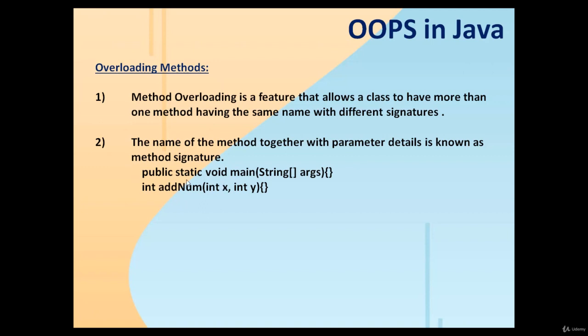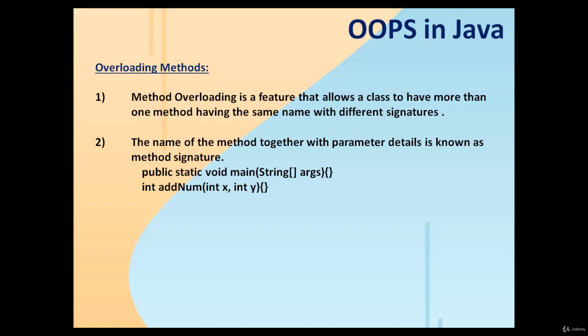For example, every standalone Java program has a public static void main method with a String array, one argument. So what is the signature of this main method? The name of the method is main, together with argument details. How many arguments are there? One argument. What type of argument is that? String array. So main with one argument, a String array, is the method signature of the main method.